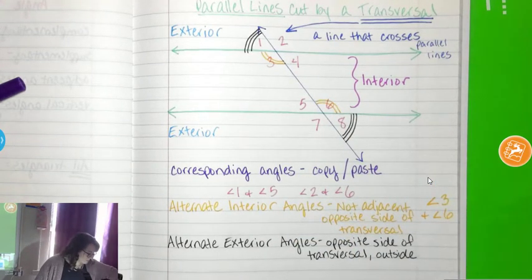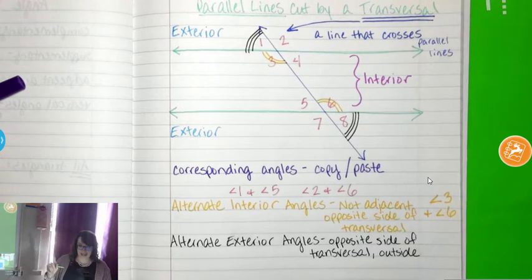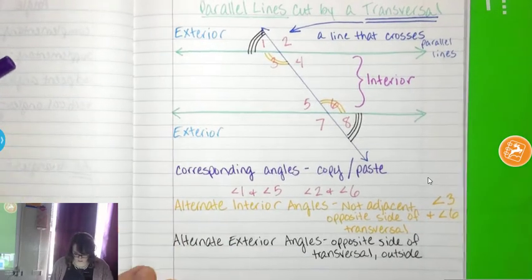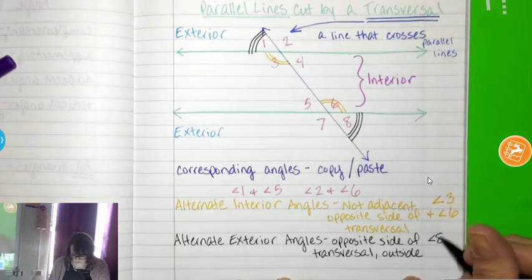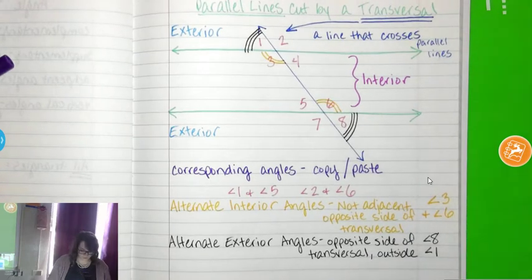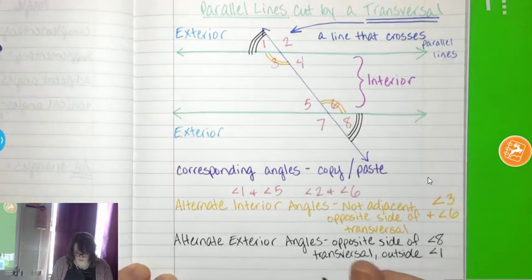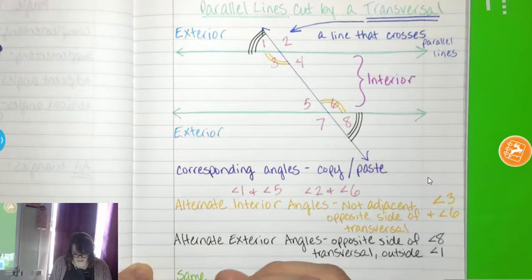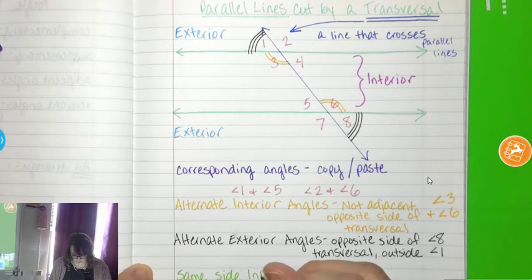All right, last one. This one's extra fun because it's a little different. Same side. Oh wait, I didn't write an example. 8 and 1. Last one is same side interior angles.